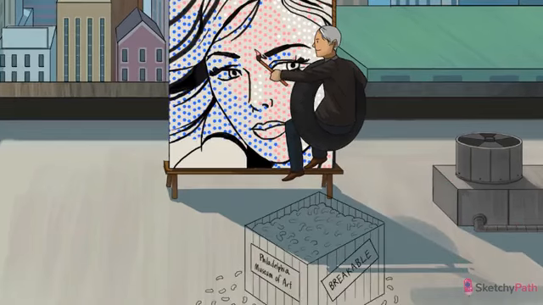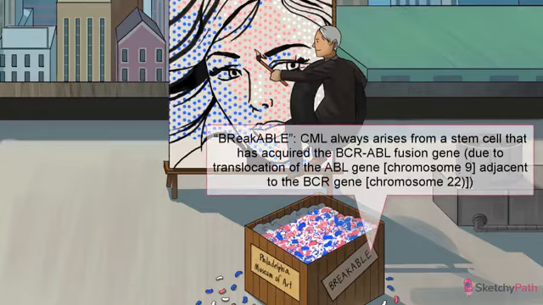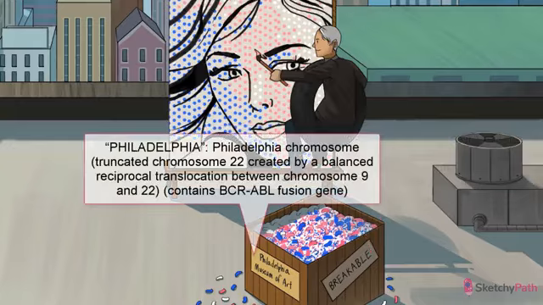CML arises from an abnormal bone marrow stem cell that has acquired the BCR-ABL fusion gene, usually as a result of the balanced reciprocal translocation that moves the ABL proto-oncogene from chromosome 9 to chromosome 22, adjacent to the BCR gene. This translocated chromosome is known as the Philadelphia chromosome. While the BCR-ABL fusion gene is always present in CML, it can also occur in other forms of leukemia, such as AML and ALL. Interestingly, neither BCR nor ABL have intrinsic oncogenic properties, but together they become unstoppable.